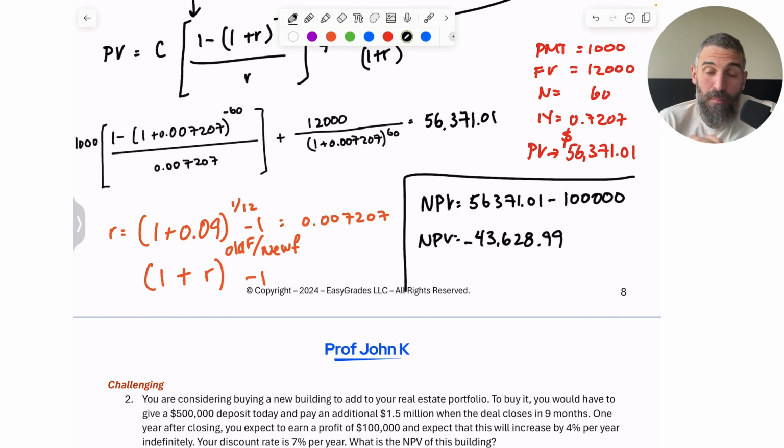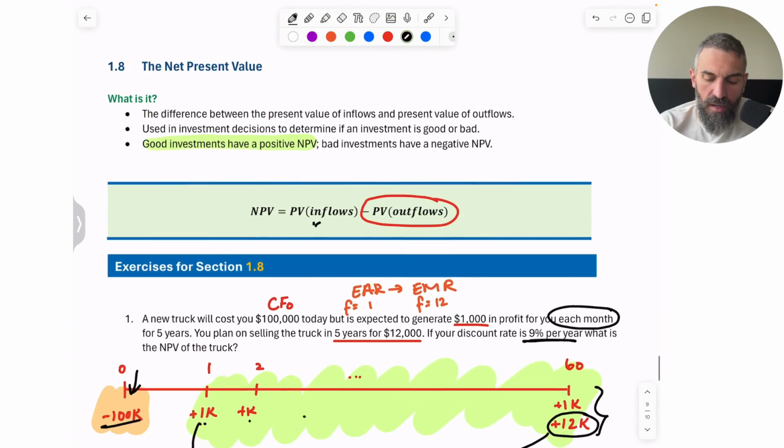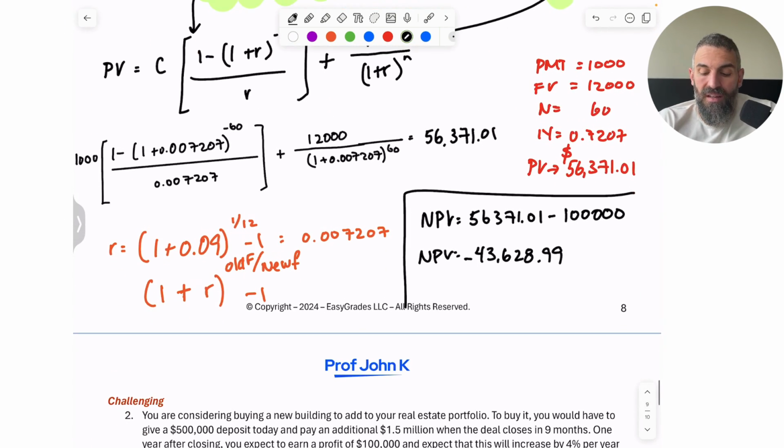So effectively buying this, what are we buying here? A truck? Buying this truck today is going to lead to a loss of $43,628.99 over the next 5 years. So you would not buy this truck. It's too expensive.